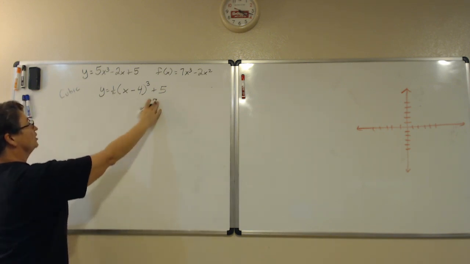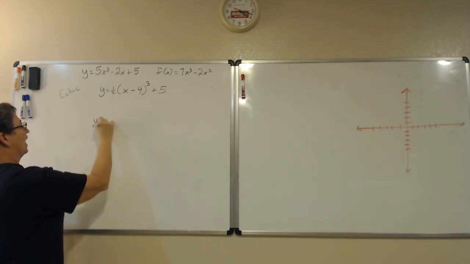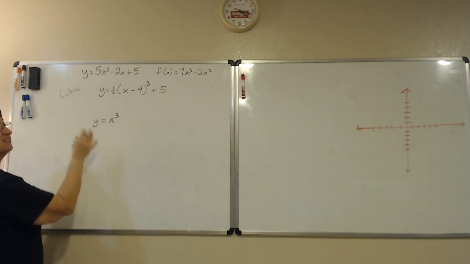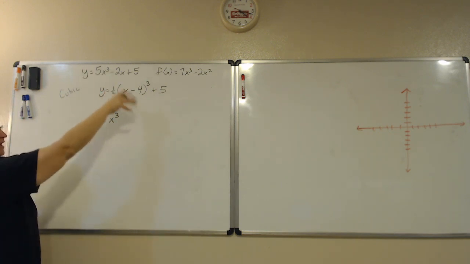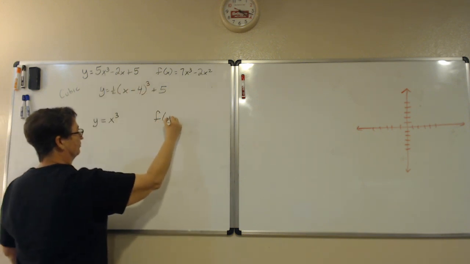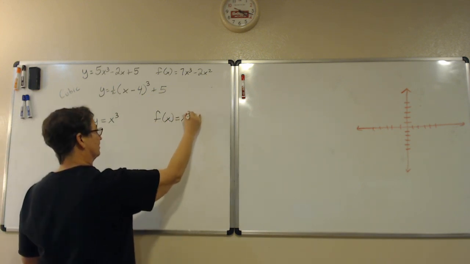Okay, so we've got a cubic function here, and the simplest of those cubic functions is just y equals x cubed. That's the simplest. This is the parent of all of those family members. And we're going to learn how to graph all those family members. So, or in function notation, it's just f of x equals x cubed.